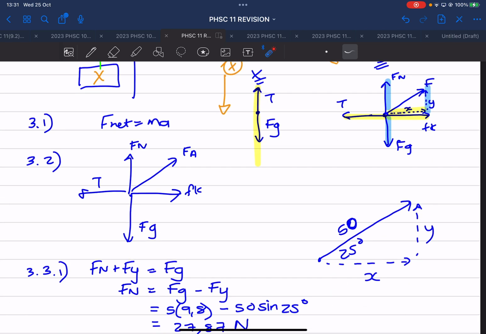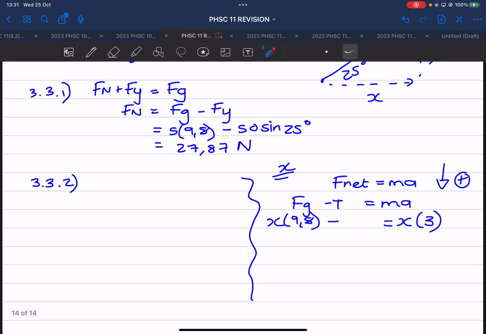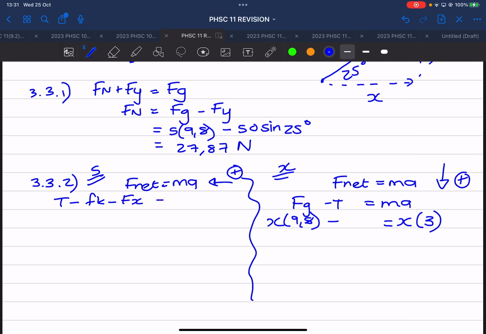So now I say, okay, wait. Before I can look at X, I must first look at the 5 kilogram block. Again, F net equals M times A because it's accelerating, and I choose to the left to be positive because it's accelerating to the left. There I have T minus Fk minus Fx is equal to M times A.